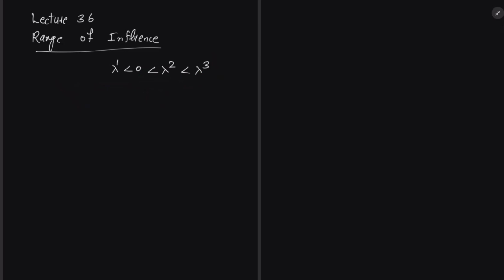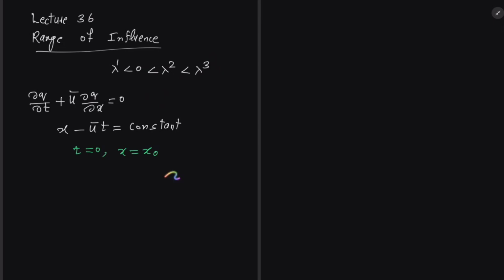So we know that from the advection equation. The advection equation is a very important equation to understand future problems. Suppose we have the advection equation. We know that the advection equation has characteristic x minus u bar t is equal to constant. So this means that when t is equal to 0, then we are on the x-axis and the value is x naught. It looks like this.